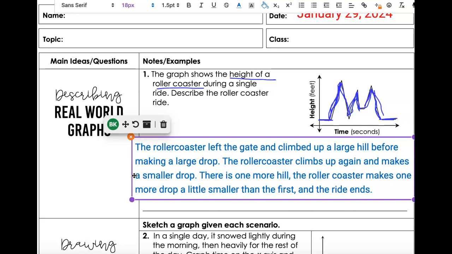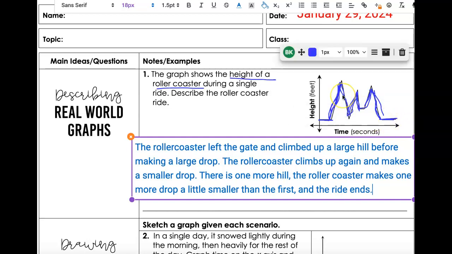So instead of just saying our graph goes up, then down, then up, then down, then up, then down, we have to explain it in the context we're given, that this is a roller coaster ride. So the roller coaster starts, it goes up, then makes a large drop, goes up again and makes a smaller drop, goes up one last time before making one last drop, and then the ride is over. So that's what they mean when they're asking you to explain these real-world graphs, to describe what you are seeing.